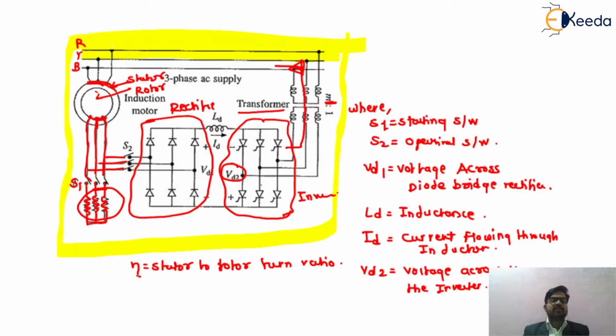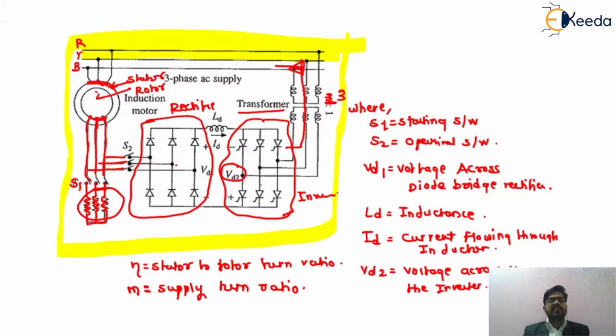So friends, N is the stator to rotor turns ratio, and M is the supply turns ratio, meaning the turns ratio of your transformer. So N and M. These are the various elements of your circuit.